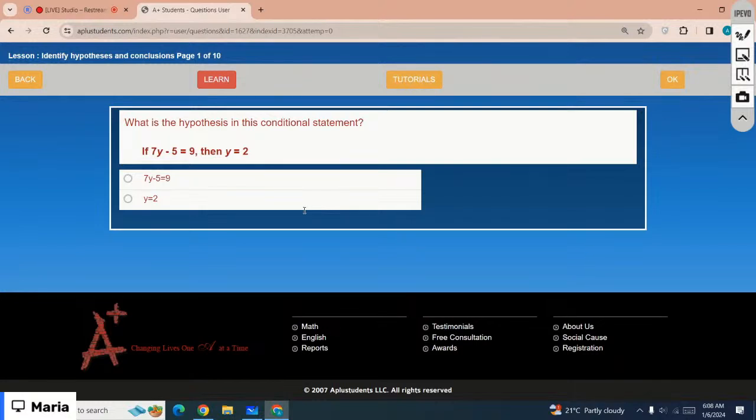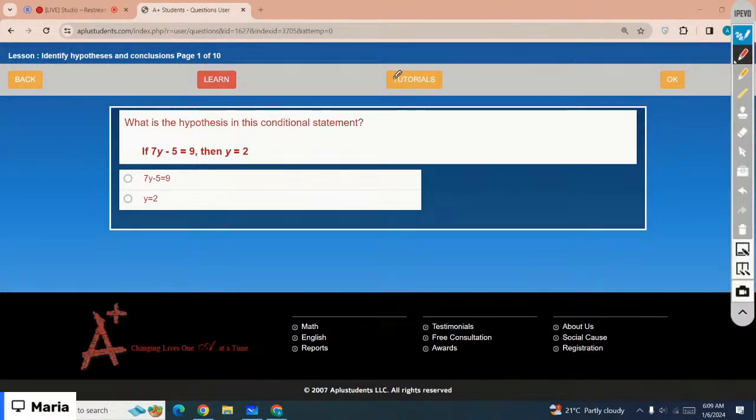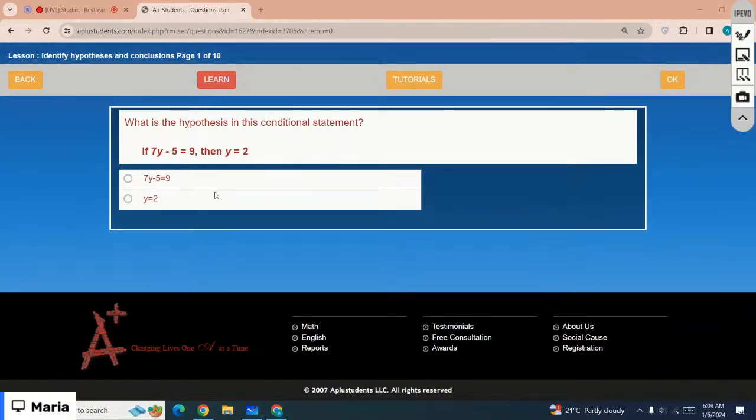Basically, the if part is the hypothesis. The one right after if is the hypothesis, and the then part is the conclusion. You are given if and then, so if A, then B. A is the hypothesis and B is the conclusion. So the hypothesis is 7y minus 5 equals 9. Option number 1 is the correct option.